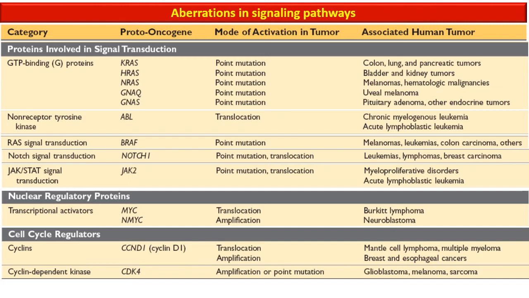The cell cycle regulator aberrations are also seen and associated with tumors. The cyclin D1 proto-oncogene is translocated in mantle cell lymphoma and multiple myeloma while it is amplified in breast and esophageal cancer. Cyclin dependent kinase CDK4 proto-oncogene is amplified or point mutation is seen in association with glioblastoma, melanoma and sarcomas.